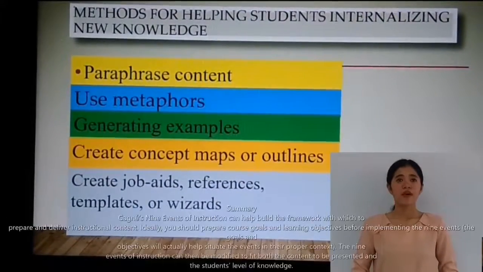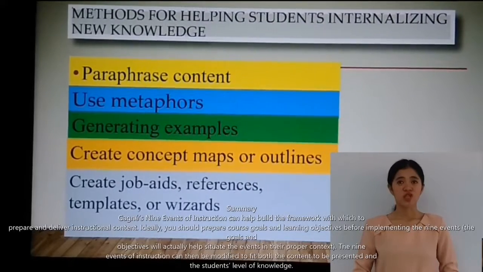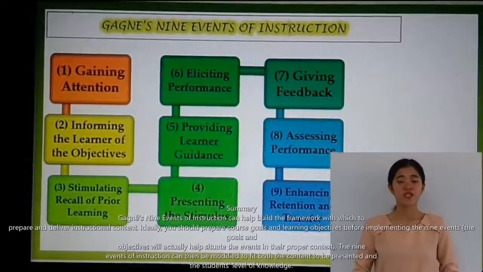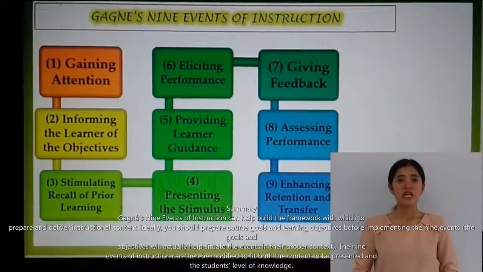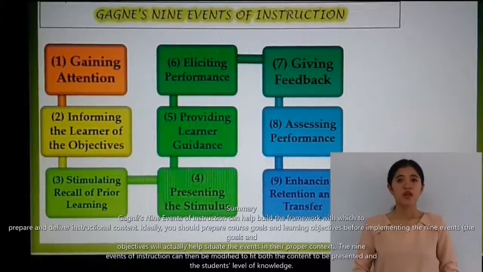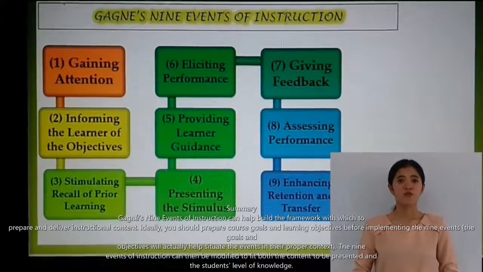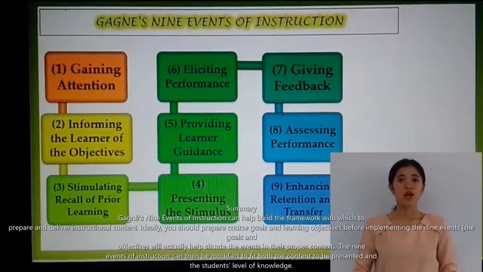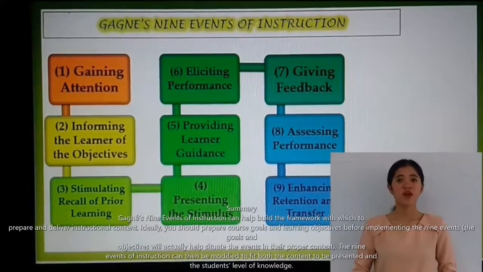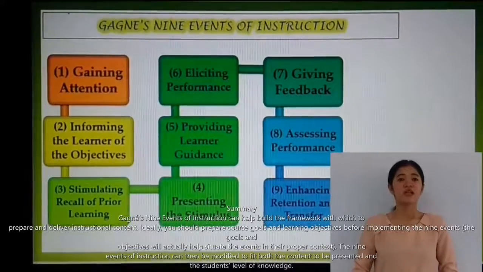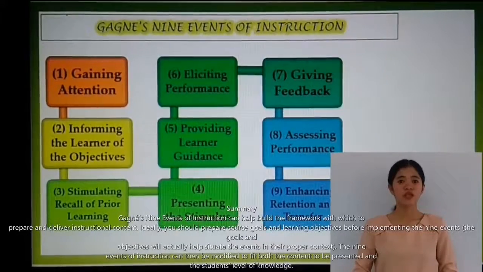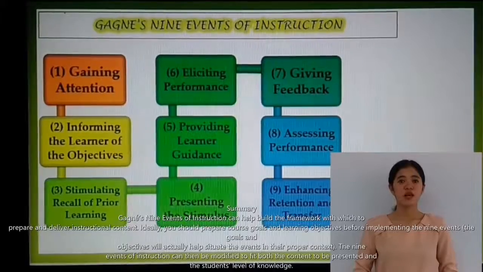To sum up, Gagne's 9 events of instruction can help build the framework with which to prepare and deliver instructional content. Ideally, you should prepare goals and learning objectives before implementing the 9 events. The goals and objectives will help situate the events in their proper context. The 9 events of instruction can be modified to fit both the content to be presented and student level of learning.